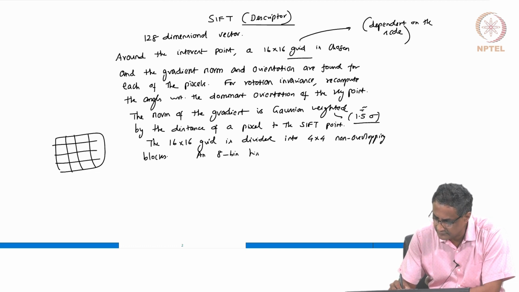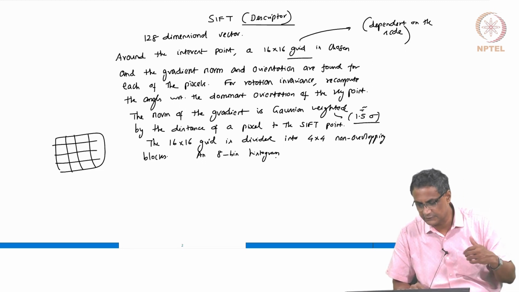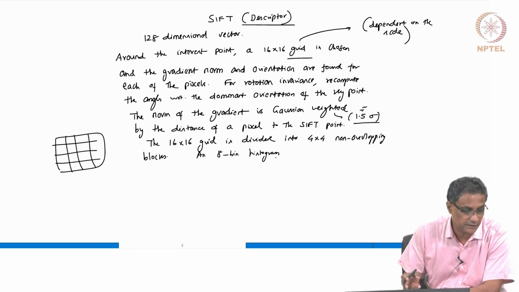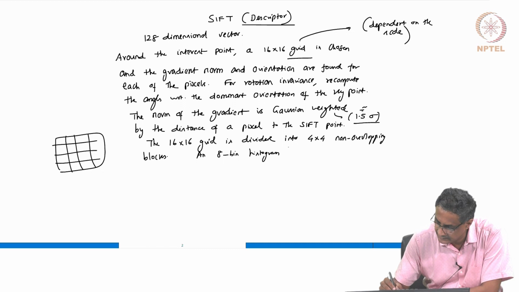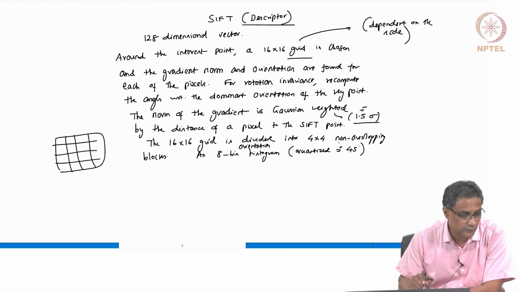By the way, this orientation based histogram that we are creating is itself actually, in the next class when I talk about HOG, based on this kind of an idea only. So, an 8-bin orientation histogram, quantized at 45 degrees. Again, that's what I'm saying, these are all things that you may have to tweak.